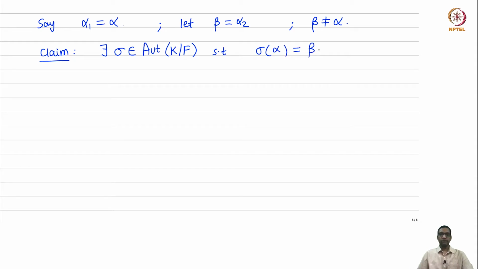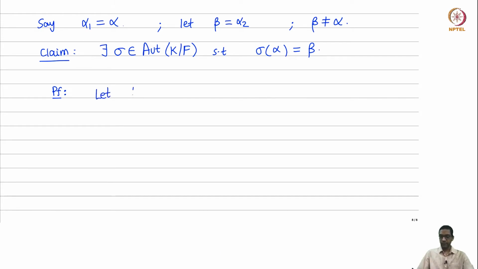Okay, that's our claim. Now once you prove this, you're done because beta is not the same as alpha. Okay, now let's prove this claim. Again, it's an argument which we have seen before when we talked about normal extensions and so on. So for this, let's just bring in the algebraic closure. It's convenient to have the algebraic closure here.